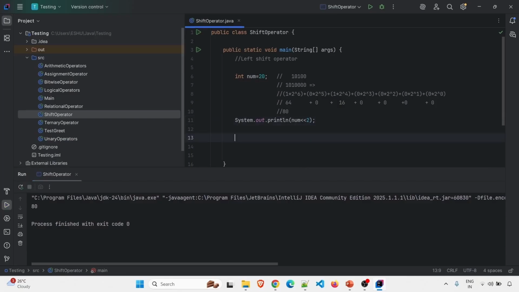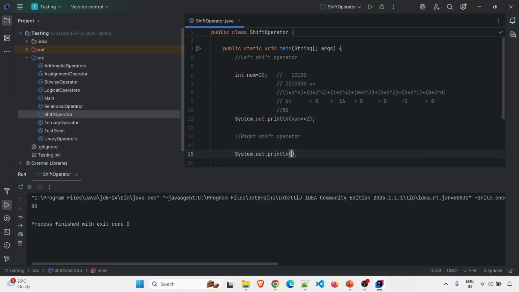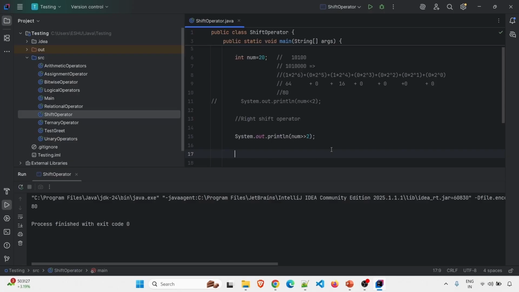Now similarly, what will happen with the right shift operator? Instead of shifting to the left side, it will shift the bits to the right side. So we will take the same number. I will comment this piece of code. We'll write num right shift by 2. So how will it happen? We will take this number.